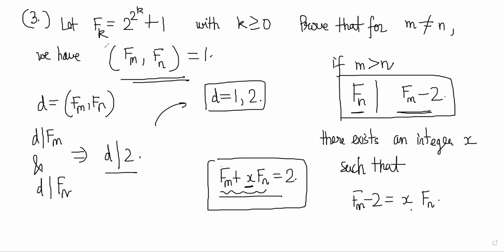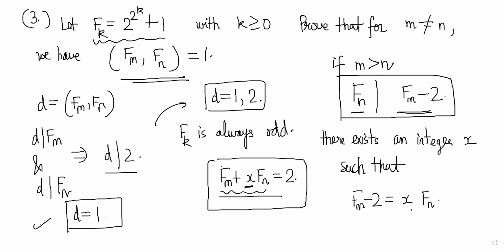But now we notice that our Fk is always odd. Fk is always odd, so D cannot be 2. 2 cannot divide an odd number. Therefore, D must be equal to 1, right? So we are getting the proof by using the result from a previous example where we showed this, example 1, right? Once we use that, we are easily able to establish this.